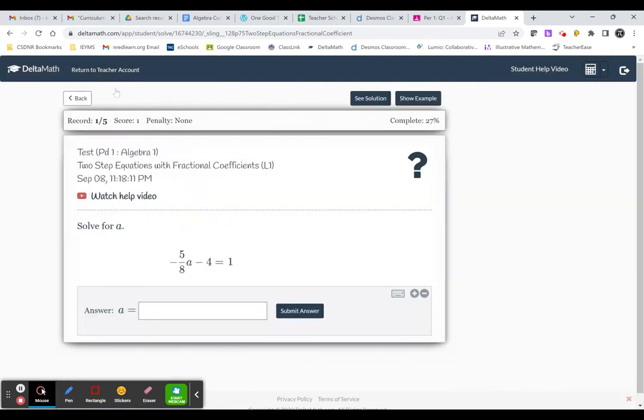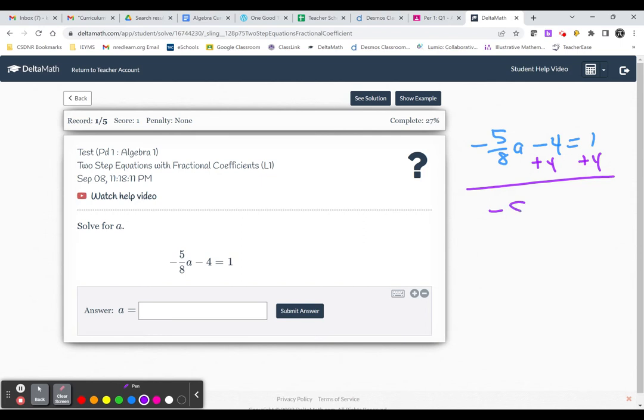Okay, one more time. With the fractional coefficient, we're going to add 4 to both sides. Negative 5/8 a minus 4 equals 1. We're going to add 4 to both sides. Negative 5/8 a equals 5. And now we're going to multiply by the reciprocal. We're going to flip that fraction over, just like that.